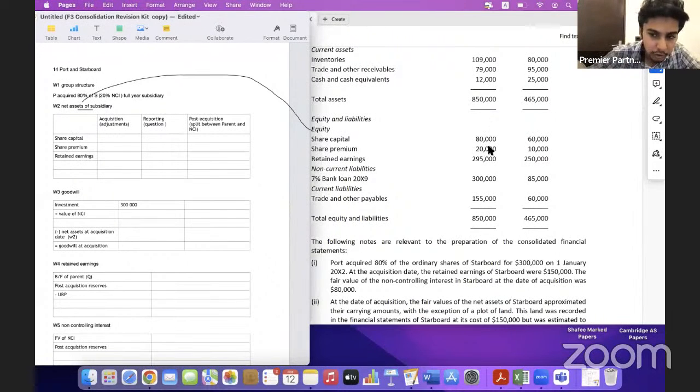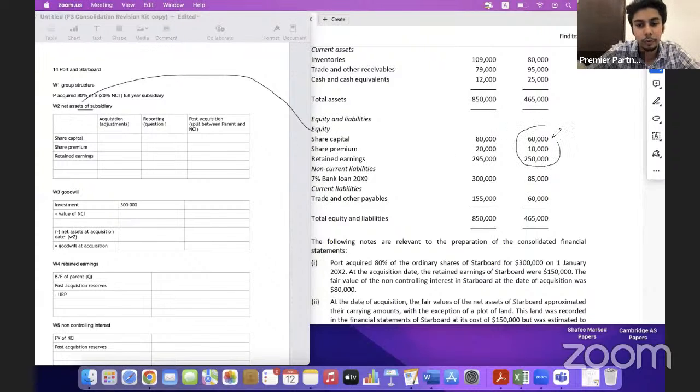There are 2 set of numbers. Net assets of whom, guys, are we focusing on? Net assets of subsidiary. Subsidiary means this one, guys, over here. Can you see? These are the answers that we are going to focus on. Simple as that. Understood? Net assets means what? Equity. Equity of whom? Subsidiary.